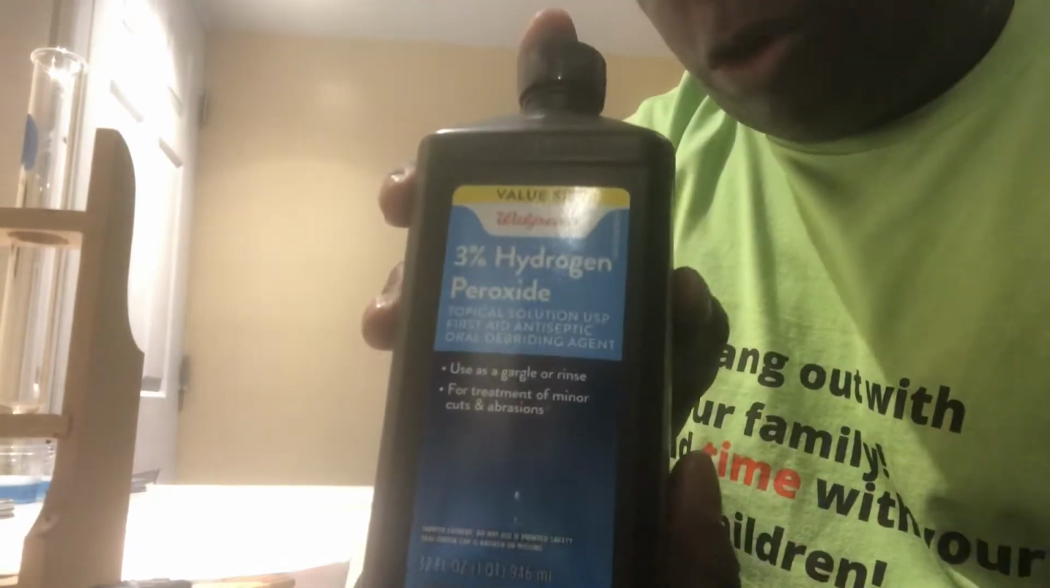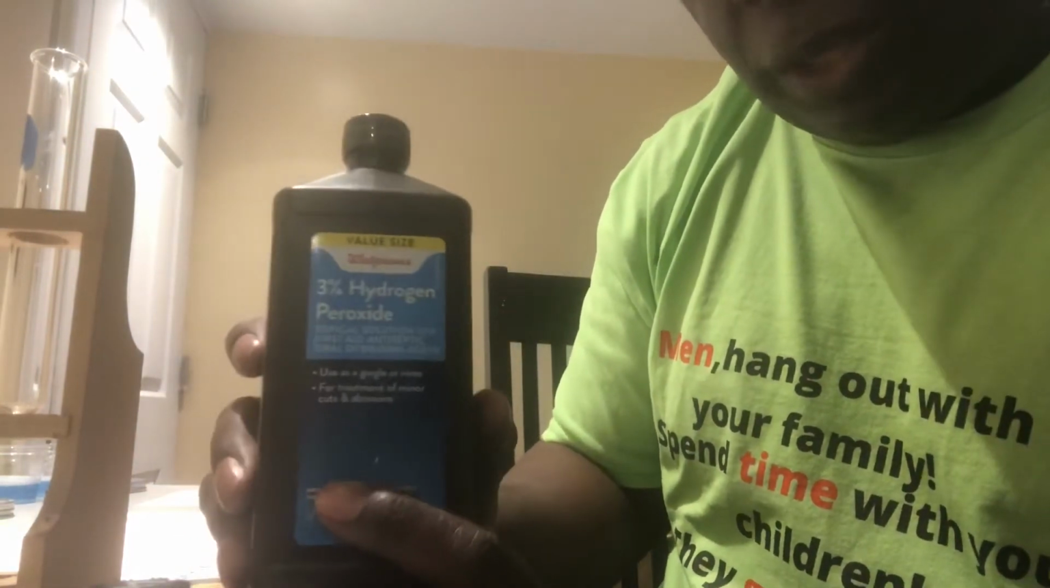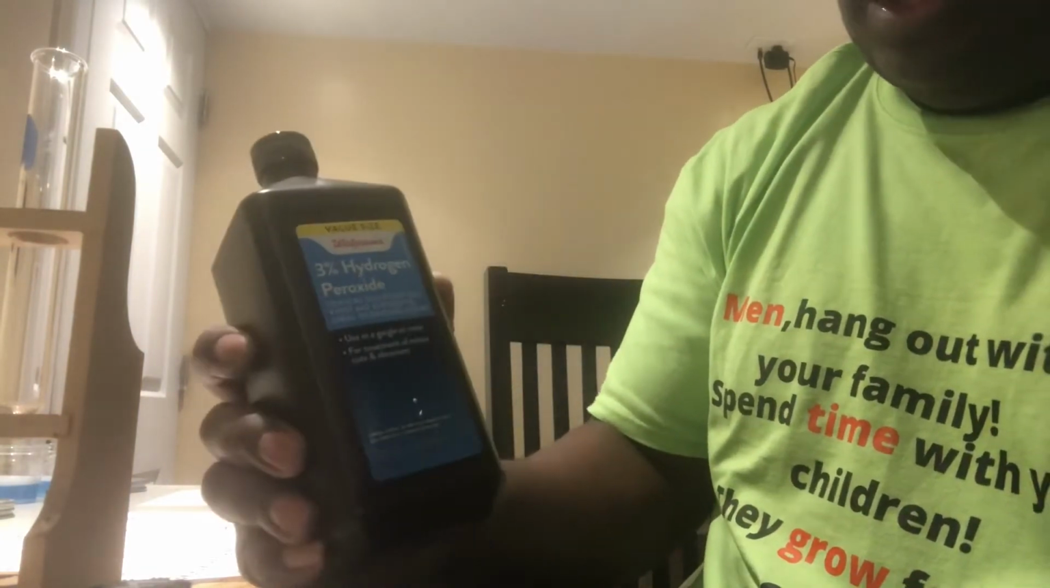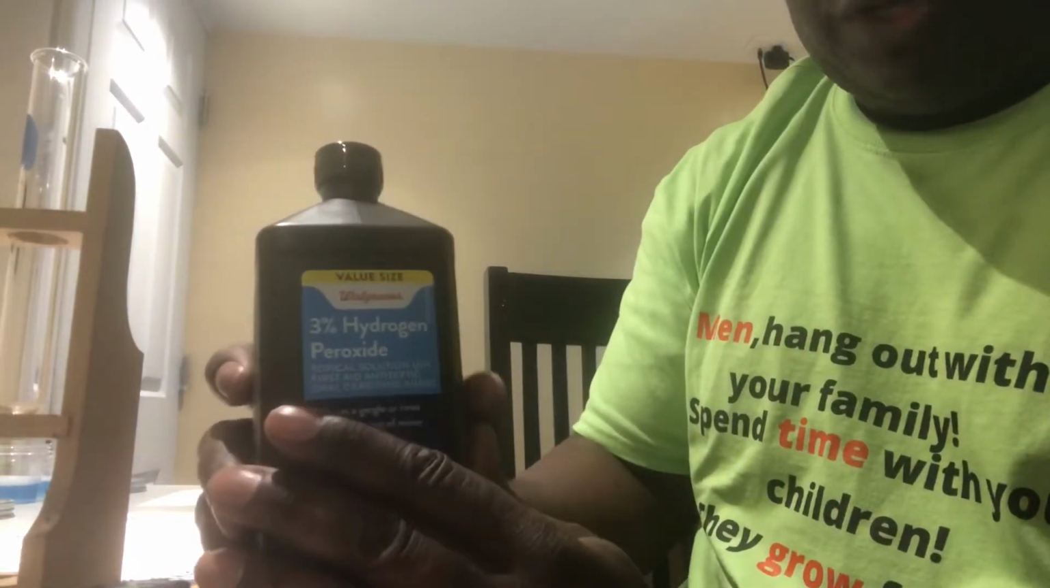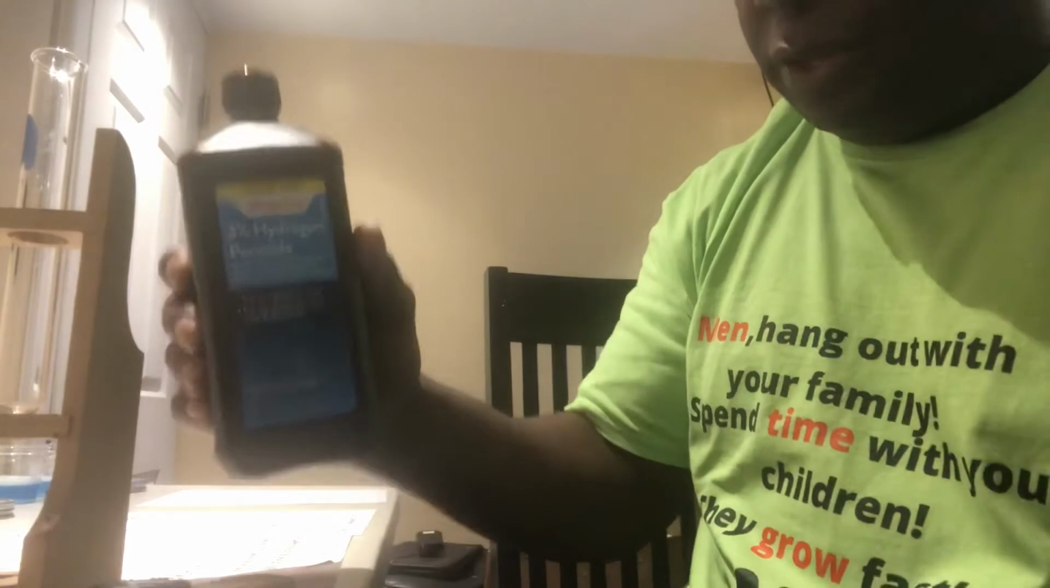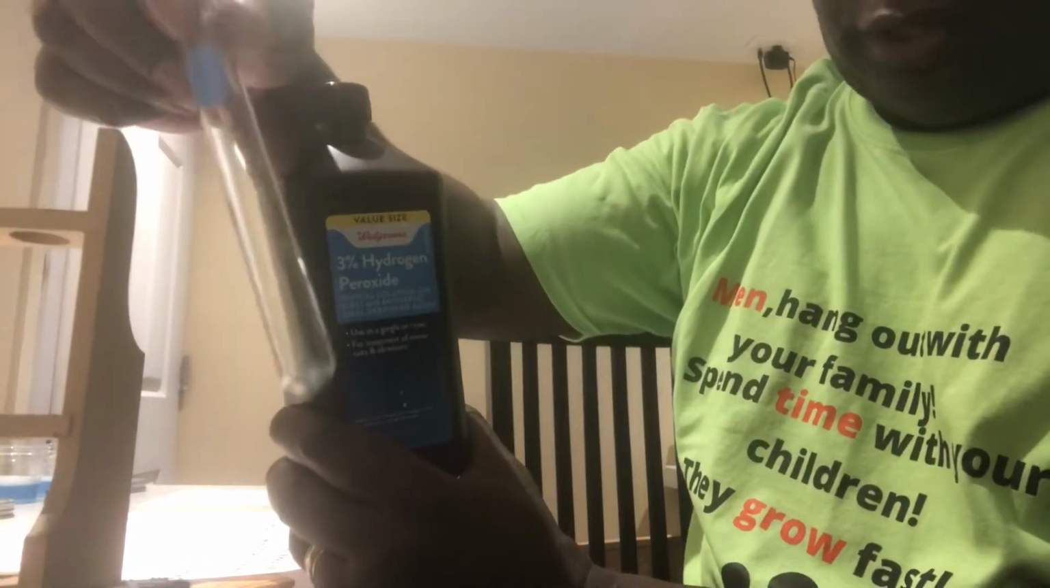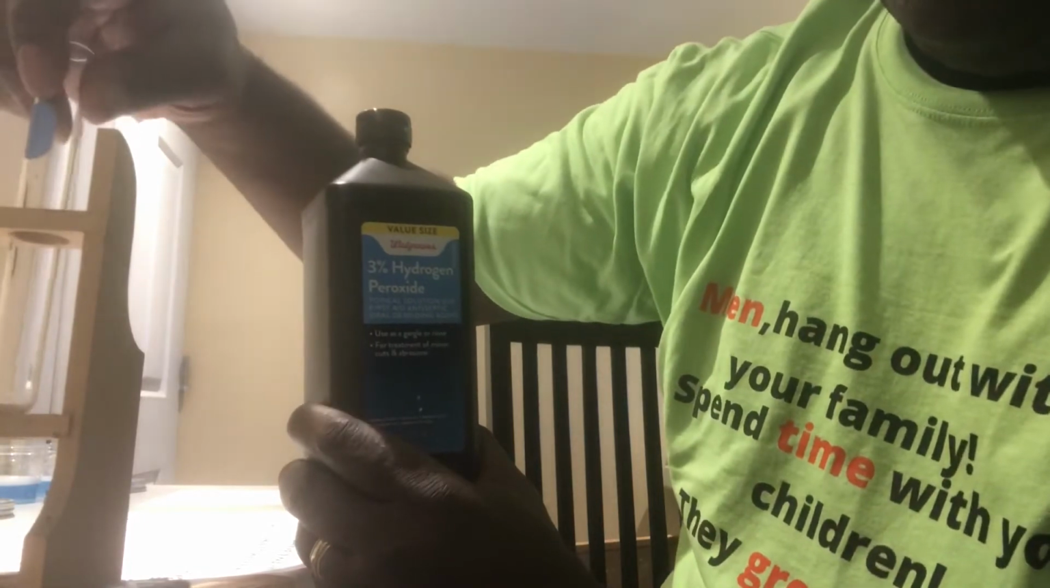Now here we have some hydrogen peroxide, right? I just ran to Walgreens and got some hydrogen peroxide, like you'd always have in your medicine cabinet. Now this is only 3%. Typically I like to use 30%, but this should be pretty good. This 3% we could use for cuts and bruises and so on to kill germs. And what I'm going to do is put some of this inside this test tube right here, okay?